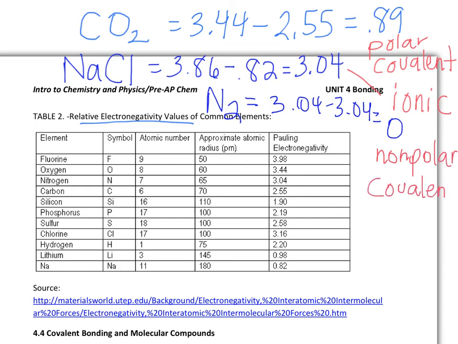Now, if you did not write these down when I did them, I would highly recommend that you find a spot in your notes, maybe over here in this wide margin, and just write those examples down so you'll have something to refer to when you're studying. And again, be ready to do this when you get back to class.